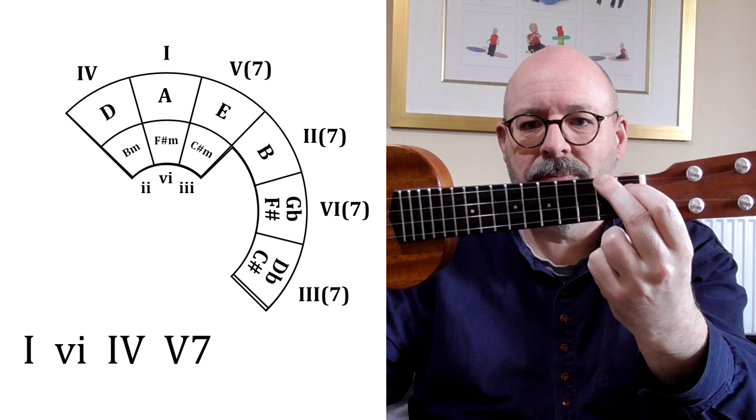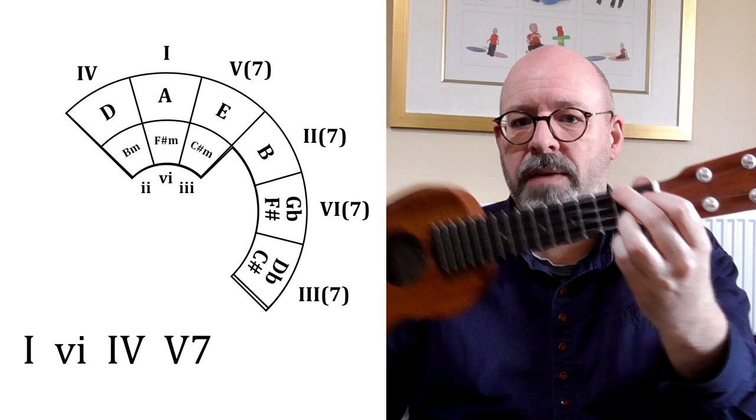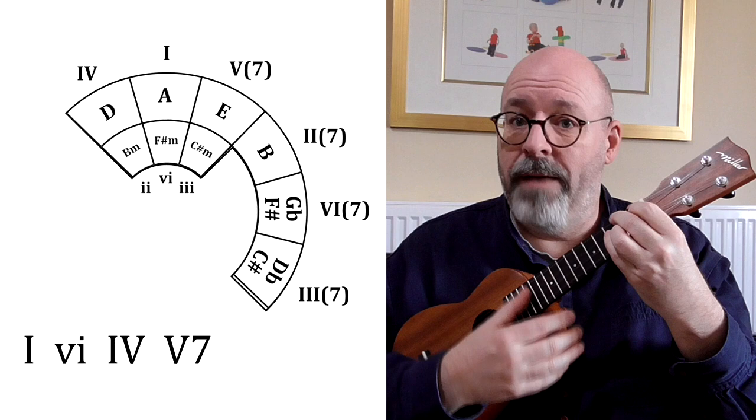But you can go from A to F sharp minor by just adding your ring finger on the 2nd fret of your E string and keeping those first two down from the A. A, F sharp minor, D, E7.